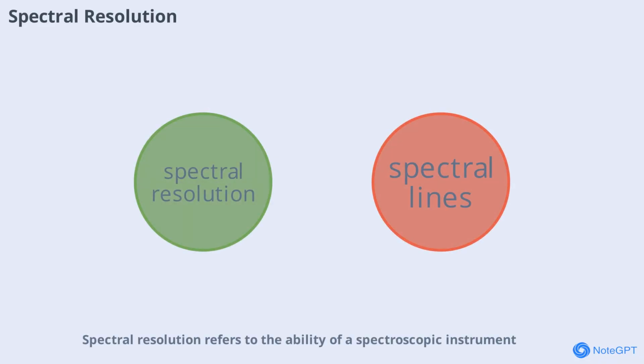Spectral resolution refers to the ability of a spectroscopic instrument to distinguish between closely spaced energy levels or spectral lines. High-resolution instruments can reveal fine details in spectra, such as splitting due to interactions between electrons and nuclei. This level of detail is important for advanced research and precise measurements.